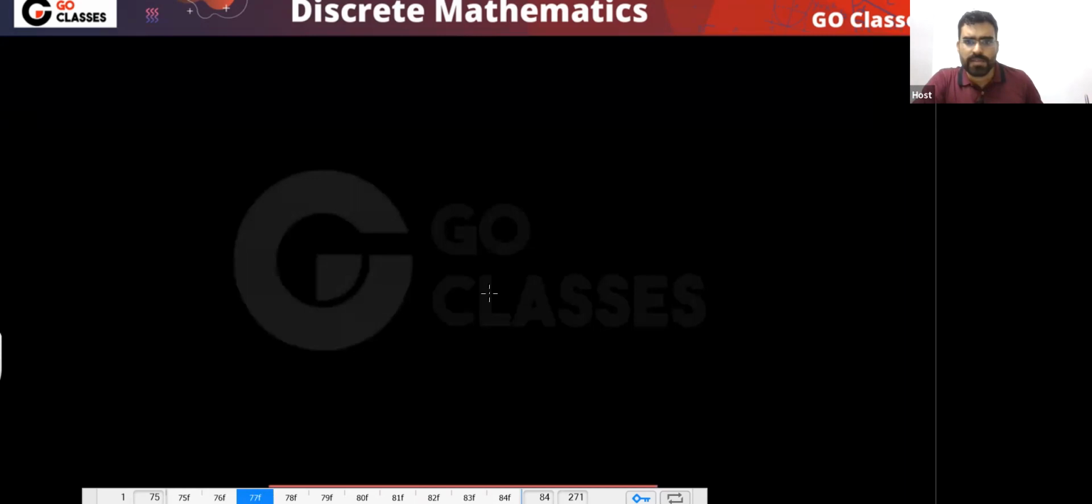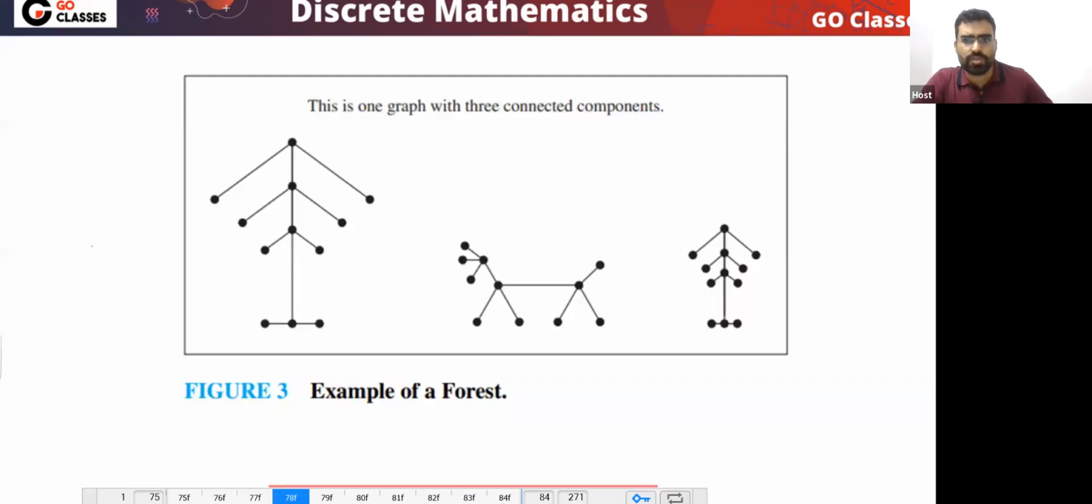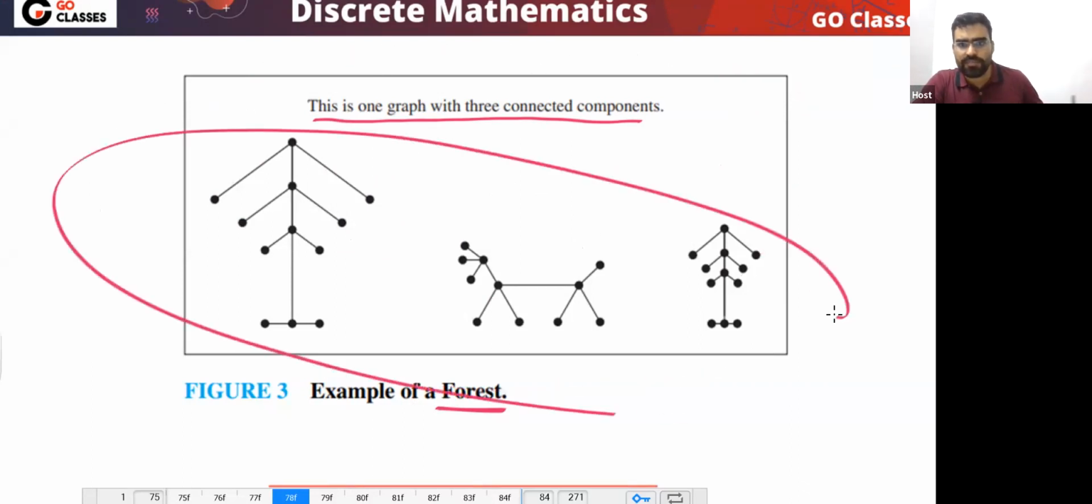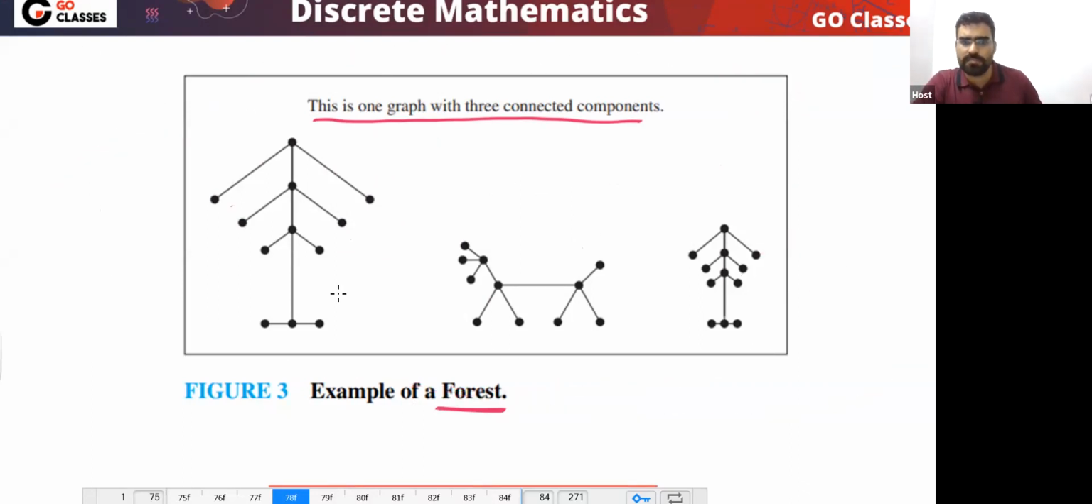Okay, next. So you can notice this is connected, so this is a tree. This is also a tree. Oh, so this is one graph with 3 connected components. So this is a forest, but this is not a tree. Remember this graph: this graph is a forest but not a tree.